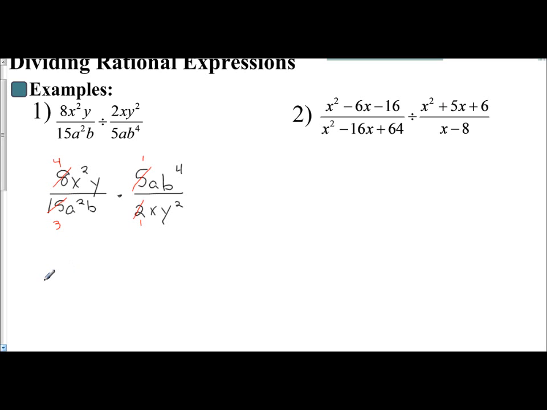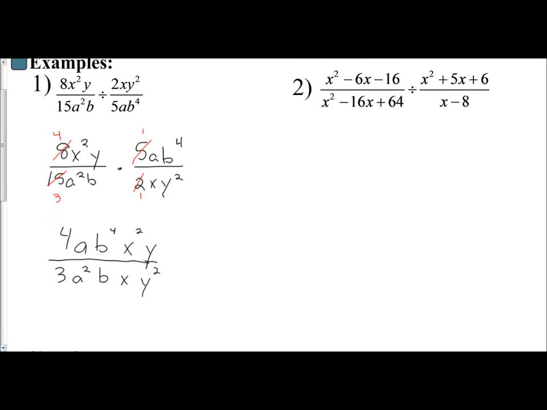4 times 1 is 4. And so I'm just going to put down 4 and put my variables in alphabetical order. I have a, b to the fourth, I have x squared, and I have y. On the bottom, 3 times 1 is 3. I have a squared, I have b, and then x, y squared. So sometimes it's nice just to rewrite the problem after you do a couple things so it looks nicer and it's easier to see what you need to do.